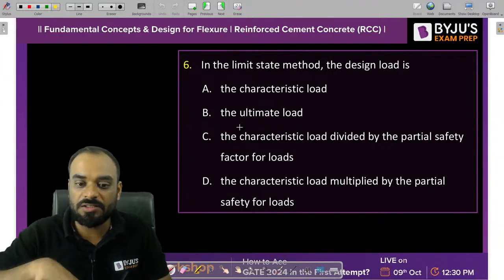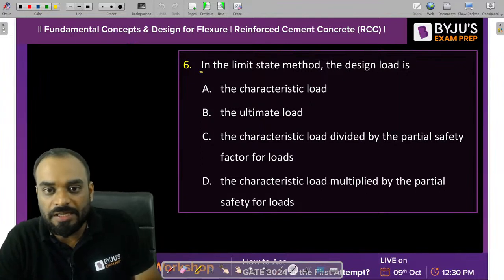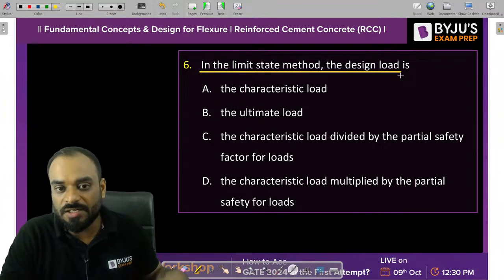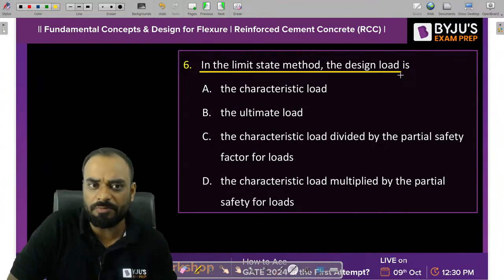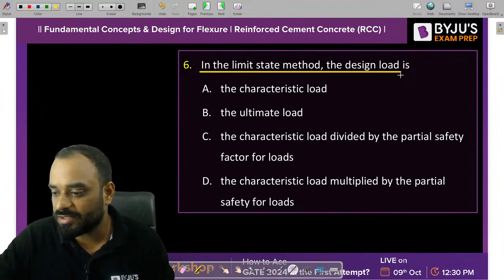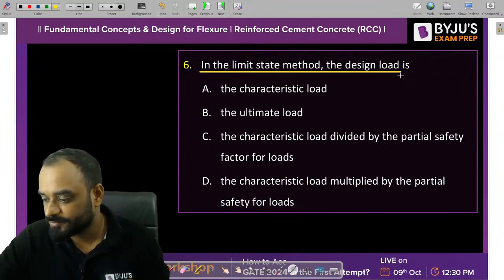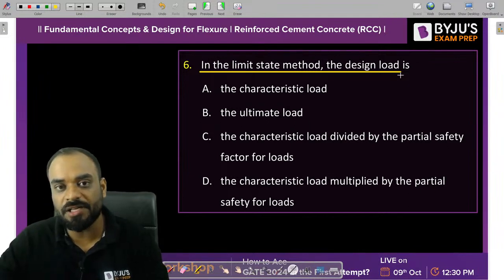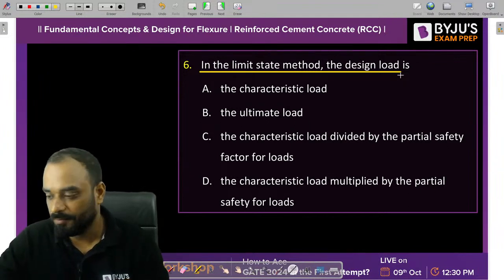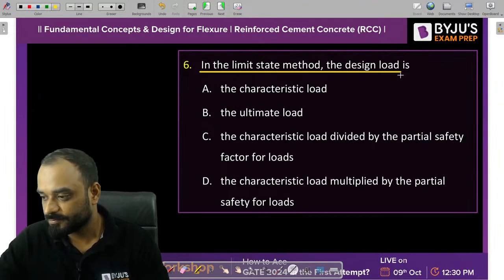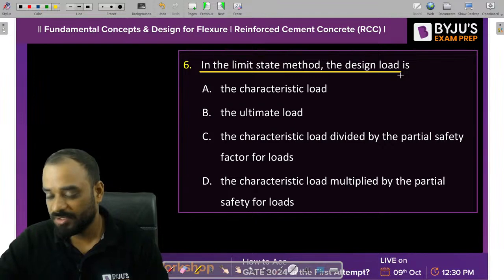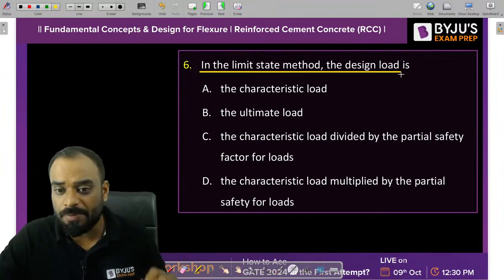Next question, guys, in front of you. In LSM method, the design load is what? Again, a 1 mark question, guys. In the limit state method, which particular load will you consider as the design load? Tell me, guys, quickly. D. Characteristic load multiplied by partial factor of safety for the load.